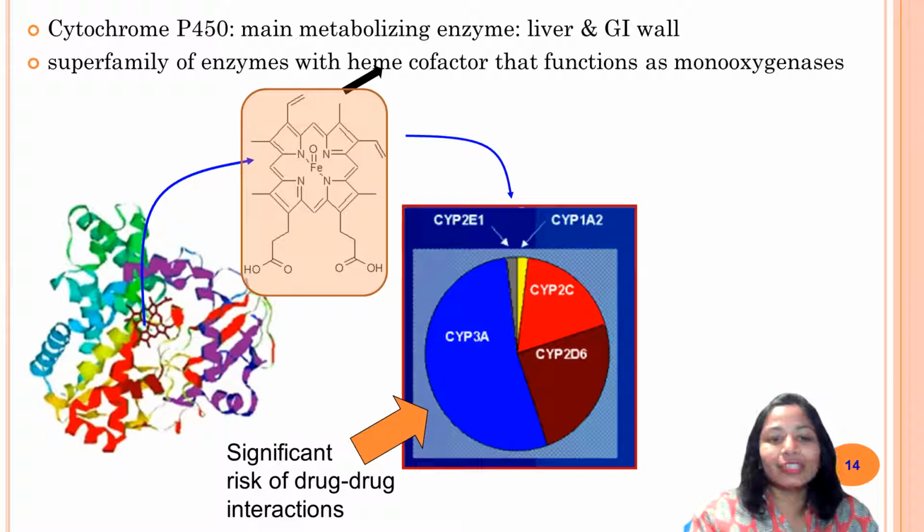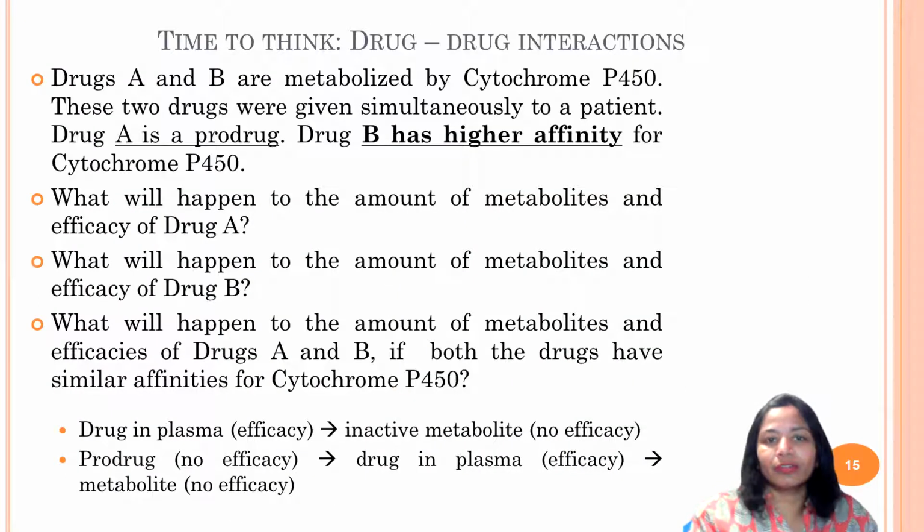With this arrow, we are signifying that there is a significant risk of drug-drug interaction. Talking about drug-drug interaction, look at this. Drugs A and B are metabolized by cytochrome P450, and these two drugs were given simultaneously to the patient. Drug A is a prodrug, whereas drug B has a higher affinity for cytochrome P450. There are a series of questions. How will you go about answering it?